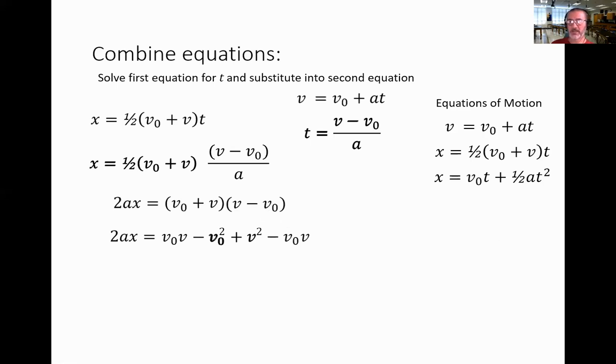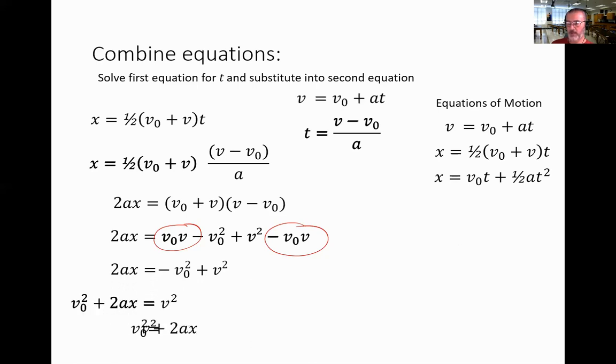Now you'll notice there's a minus v0v and a plus v0v on the beginning and the end here. So they're actually going to disappear. So now I've got 2ax equals minus v0 squared plus v squared. If I add v0 squared to both sides and then rearrange the equation, I wind up with v squared equals v0 squared plus 2ax. And that is my fourth equation of motion for constant acceleration.